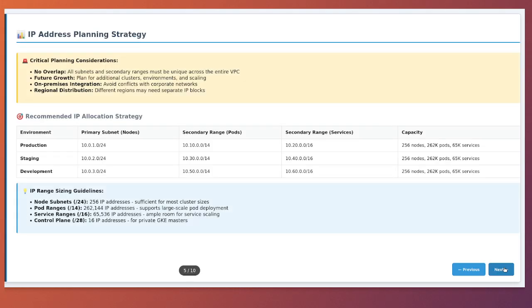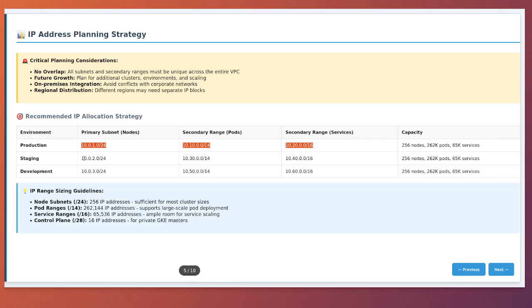Critical IP address planning. Let me walk you through one of the most critical aspects of Shared VPC setup, IP address planning. This is where many implementations fail, because overlapping IP ranges cause connectivity issues that are difficult to troubleshoot later. For GKE clusters, you need three types of IP ranges. Primary ranges for the nodes themselves, secondary ranges for pod IPs, and secondary ranges for service IPs. Each cluster needs its own non-overlapping ranges.